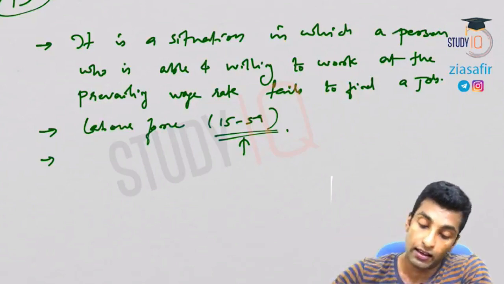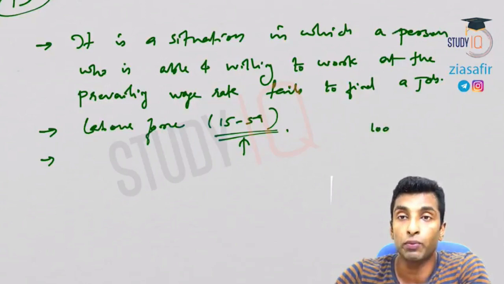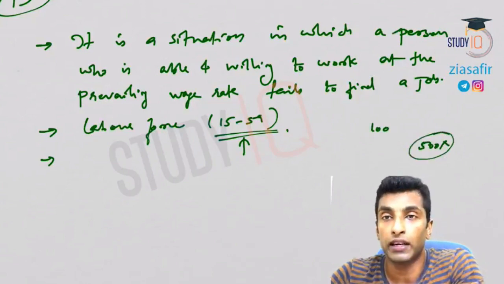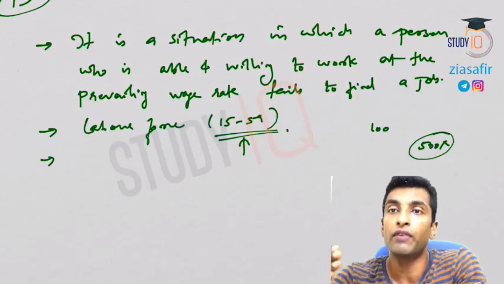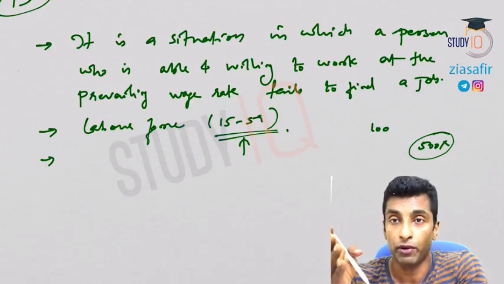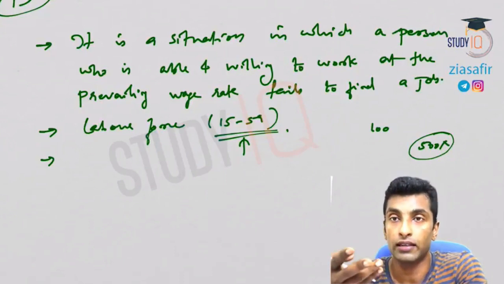See, you may be willing to work, but let's suppose the prevailing wage rate is 100 rupees and you are demanding 500 rupees, and then you may not get a job. That is not considered unemployed. You are willing to do a job at the prevailing wage rate and you are not able to find a job, that is unemployment. If you're asking for a higher rate, it is your choice. It is not unemployment.